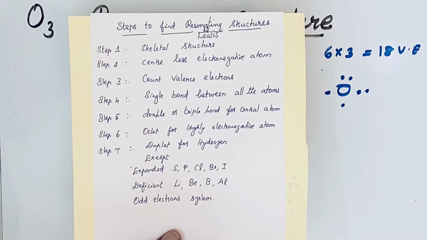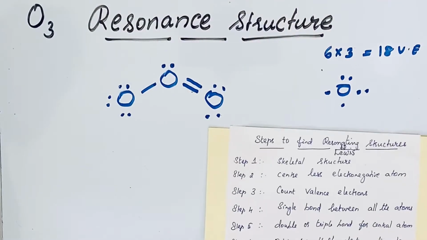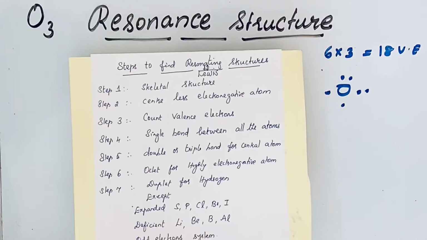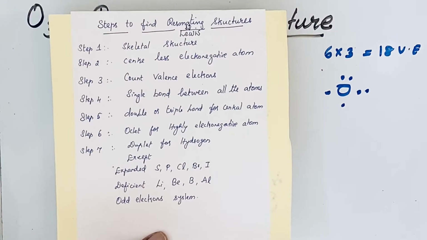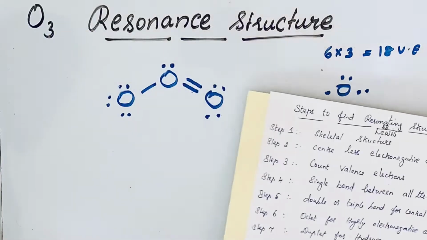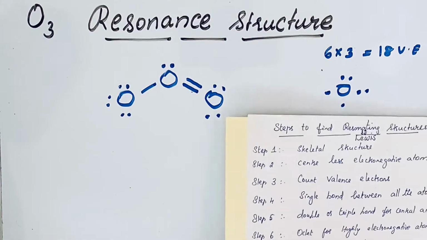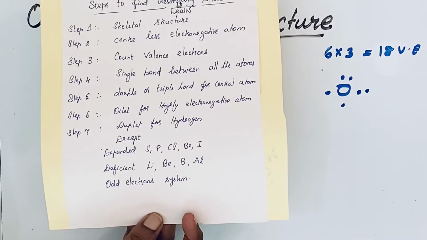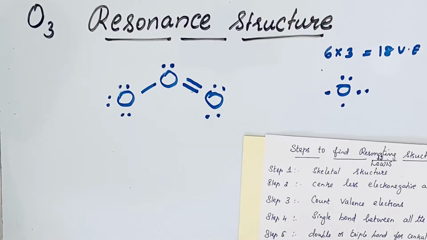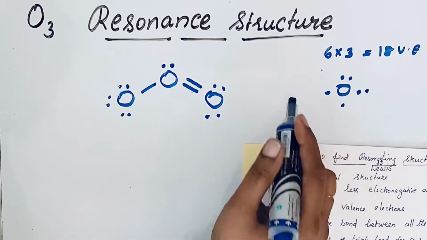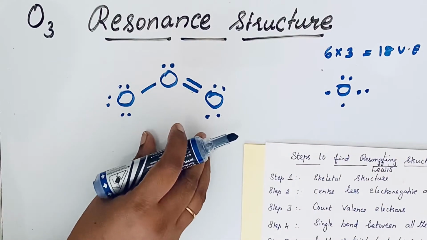You see step 7, duplet for hydrogen. Anyhow, ozone does not contain hydrogen. Then some exceptional cases are there. Expanded octet: sulfur, fluorine, chlorine, bromine, iodine, they all are expanded cases. Then deficient: lithium, beryllium, boron, aluminium, then odd electron systems. But here ozone does not follow any of these exceptional cases. So now this is one Lewis structure.